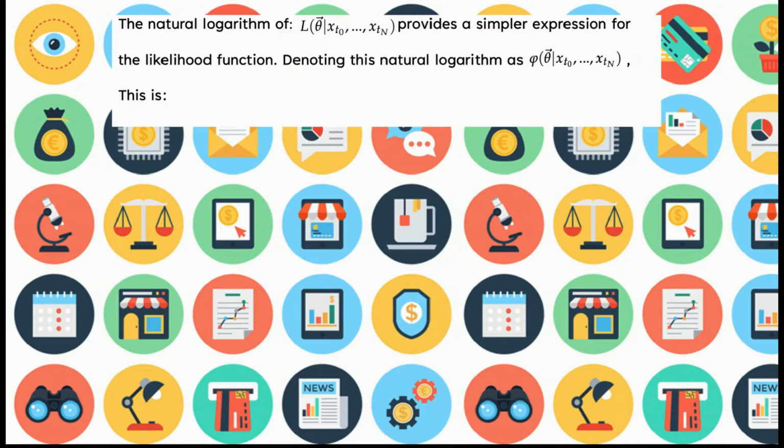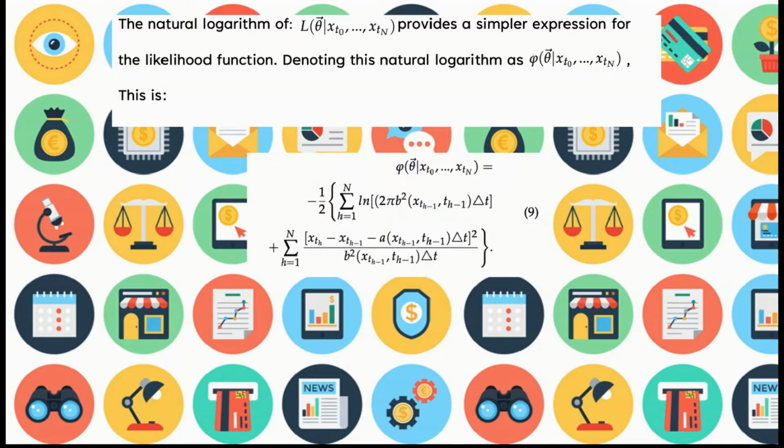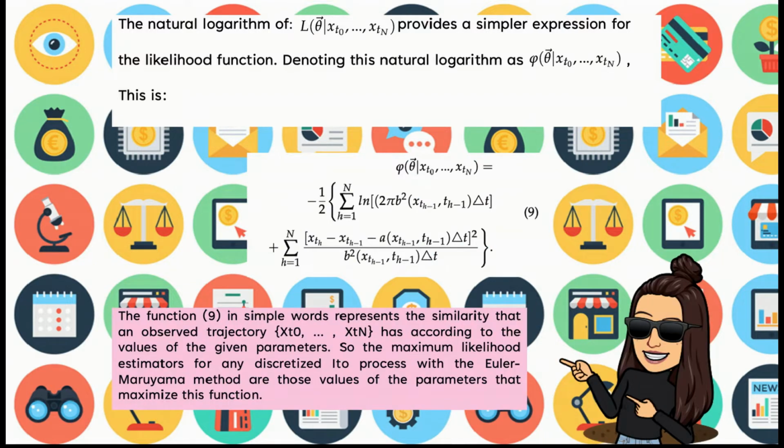The natural logarithm that we already saw before provides a simple expression for the likelihood function, denoting this logarithm as the one that we can see on the screen, and this is the next equivalence. The function in simple words represents the similarity that an observed trajectory has according to the values of the given parameters theta. So the maximum likelihood estimators for any discretized Itô process with the Euler-Maruyama method are those values of the parameters theta that maximize this function.